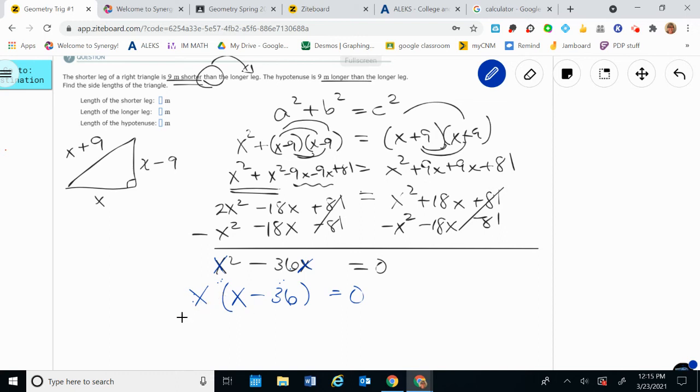All right. If this times this equals 0, then x is equal to 0, or x minus 36 equals 0. X is equal to 36. Well, it makes no sense to have a distance of 0, so that one's dumb. But it does make sense to have 36. Okay, 36 minus 9 is 27. 36 plus 9 is 45.